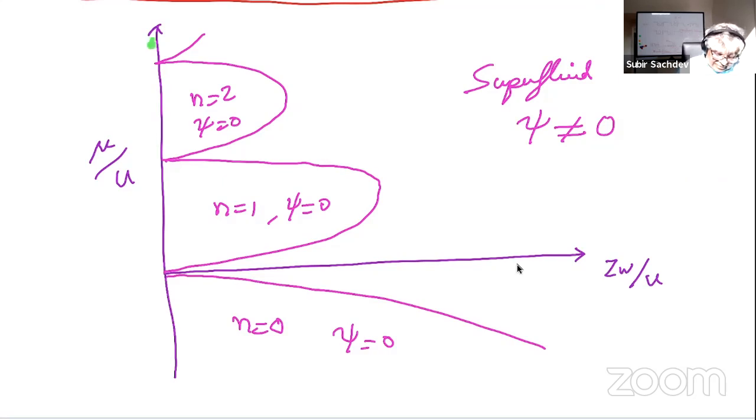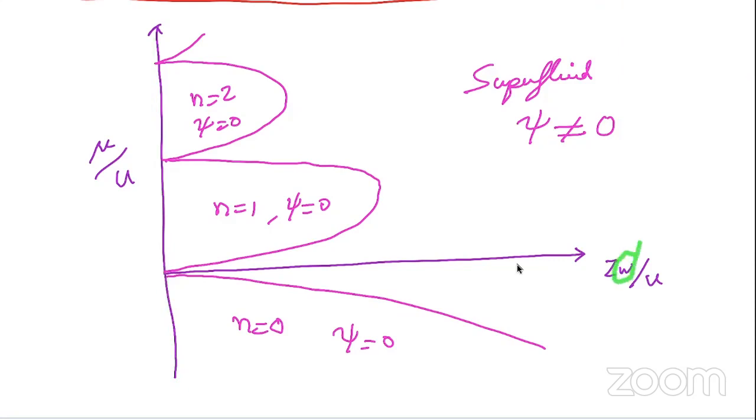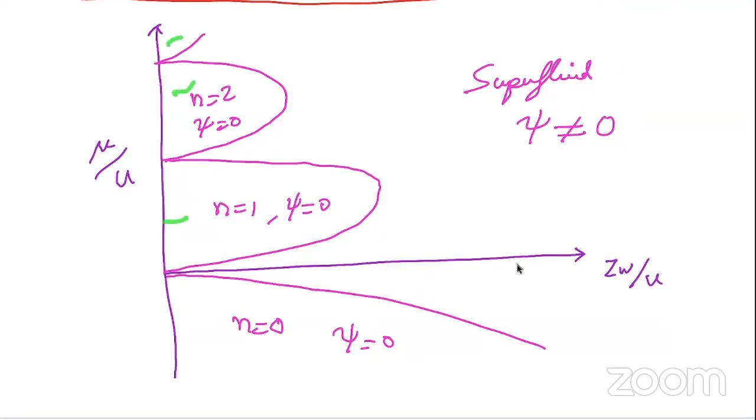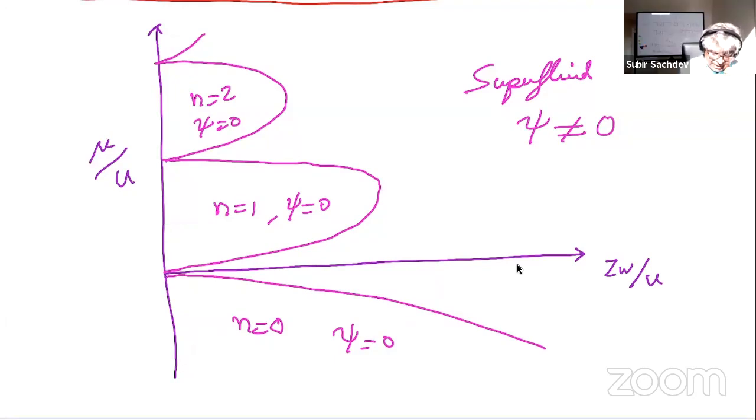And now this axis is the axis of infinitely strong interaction, where there's no hopping at all of the bosons. And in this axis of infinitely strong interaction, the number of bosons on each site is always an integer. And here the integer is 1, here is 2 and 3, or 0, which is just the empty state in the grand canonical ensemble. And in this entire region, the number of bosons is fixed. So we call this the Mott insulator.